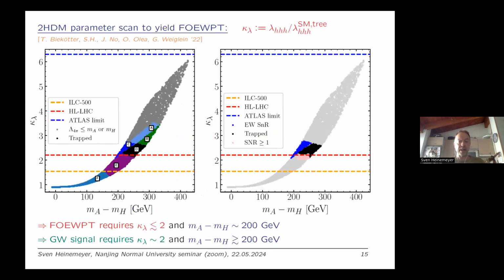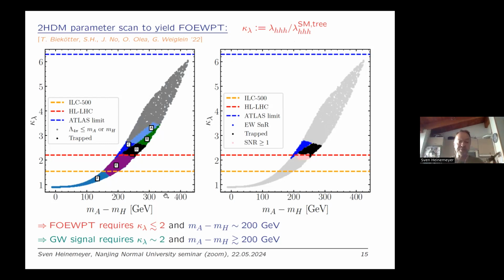Good. Now, this is a different way to show the results. And here I introduced the parameter kappa lambda, which is the ratio between the lambda value, the triple Higgs coupling in our model, divided by the standard model value at tree level. This is just another way to conveniently show the results.